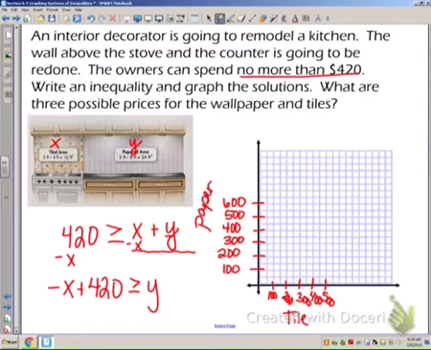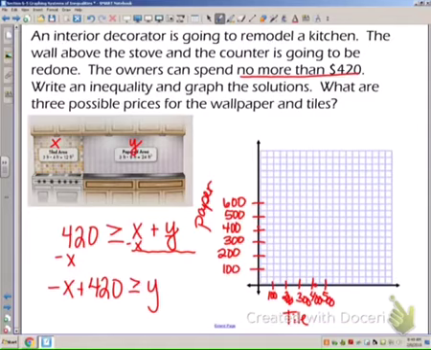So they could spend $0 on tile and do all wallpaper, technically, right? And that would give them $0 in tile, and that would be $420 then on paper. Another thing they could do is spend $0 on the wallpaper and spend $420 on tile, so that would be represented by this point here.